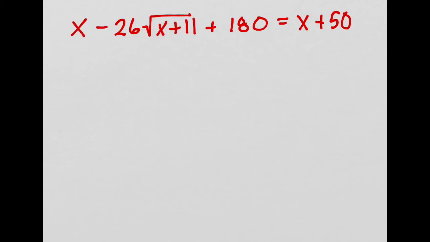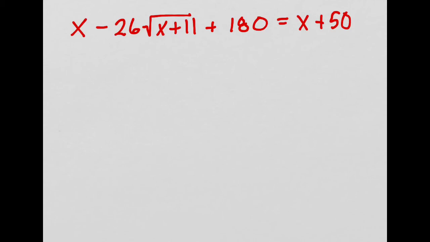What I have to do now is try, if I can, to isolate this radical. In other words, I need to get this radical by itself, because it is an equation that has one radical. In equations that have one radical, you always want to get that one radical completely by itself. So that's the first thing I'm going to work to do: isolate this radical. I want this radical by itself.